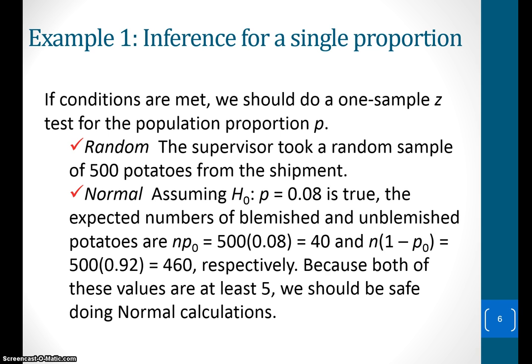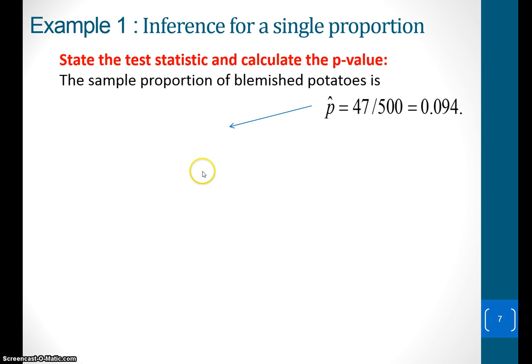Okay, is it normal? So this is that condition of n times p naught, so 500 times 0.08 is equal to 40, and n times 1 minus p naught is equal to 460. Both are greater than 5, so it's safe to do the normal calculations. Now we need to state the statistic and calculate the p-value.